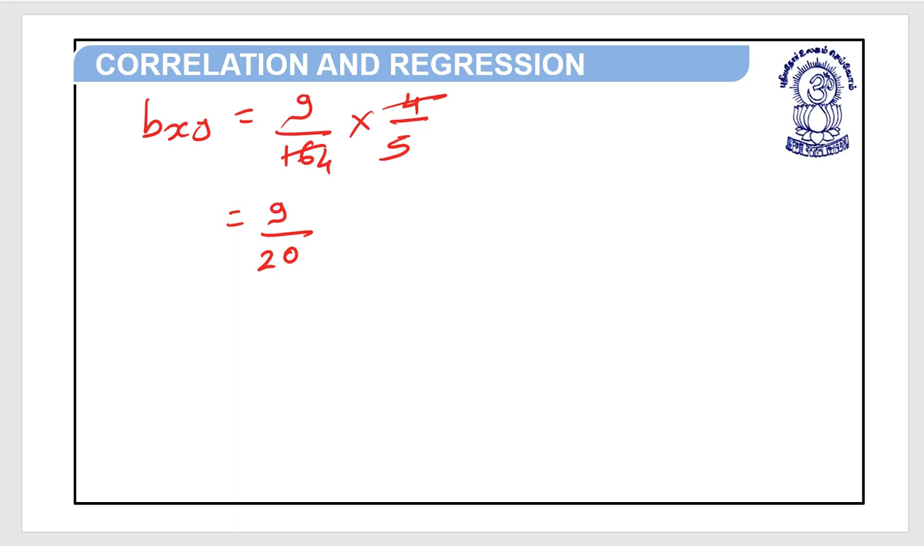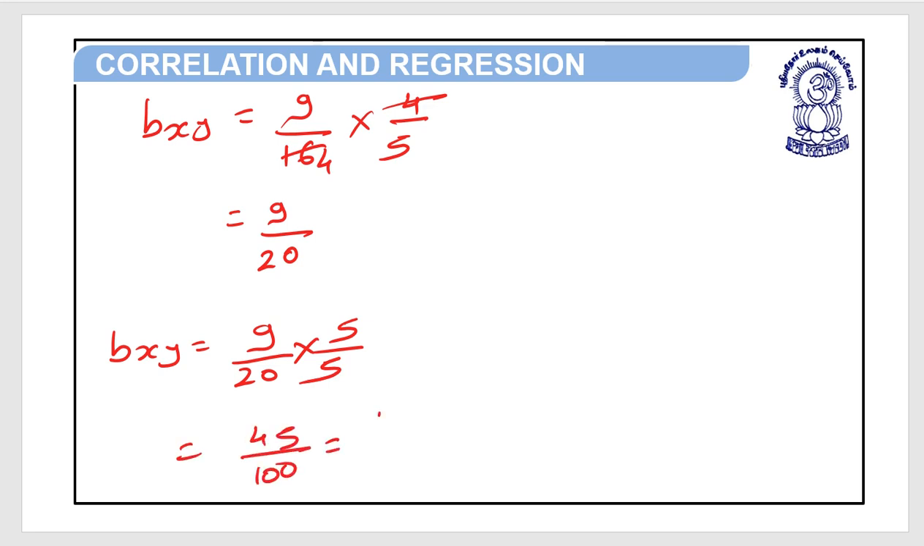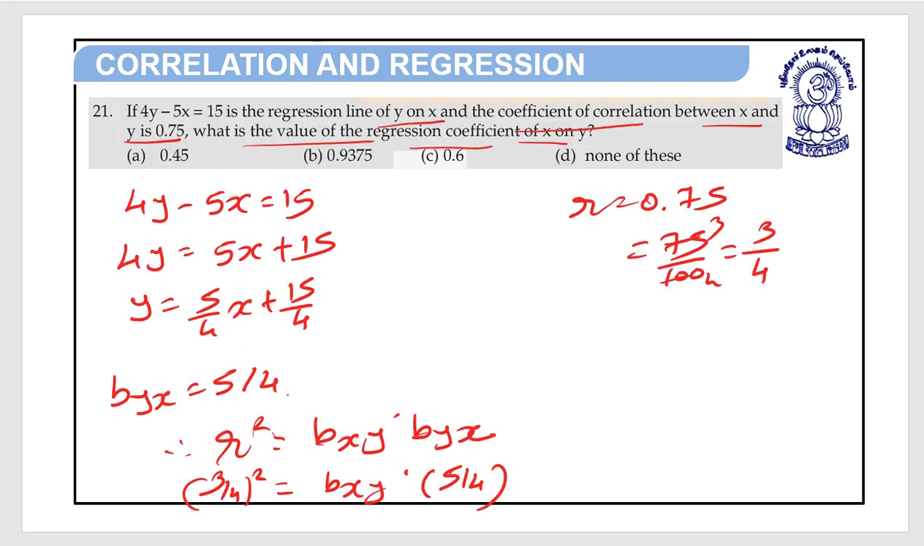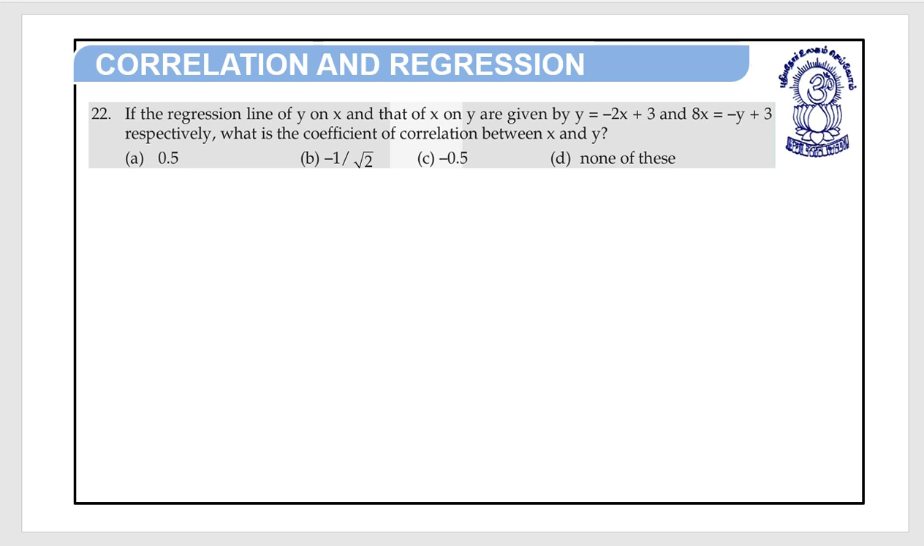So bxy is equal to 9 by 20 into 5 by 5, that is 45 by 100. You can easily write bxy is equal to 0.45. So here option A is the right answer, 0.45. Next, question number 22.